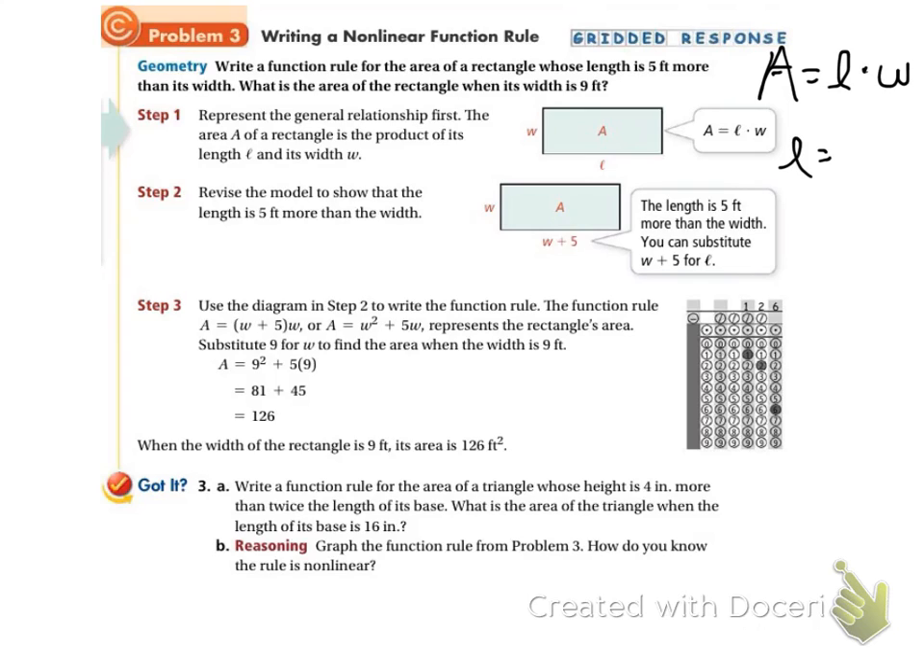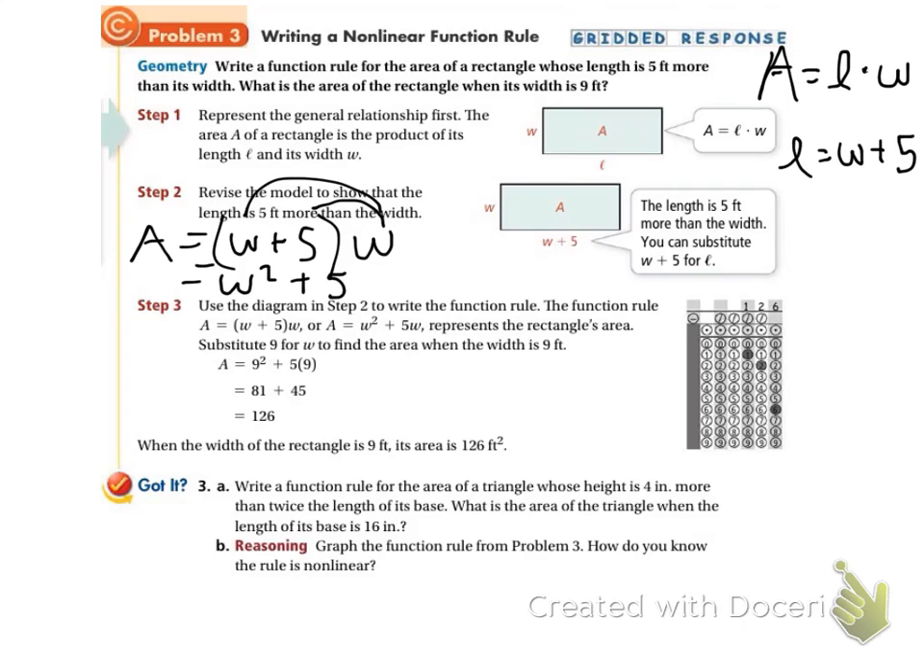So what we were doing there is we were taking the width and we were adding 5. So then I can substitute this in for my L here. So my equation then would become, well, we're running out of room. I'm going to jump over here. A equals W plus 5 times W. And I could distribute that in, and I would get W squared plus 5W. And that would be my equation.